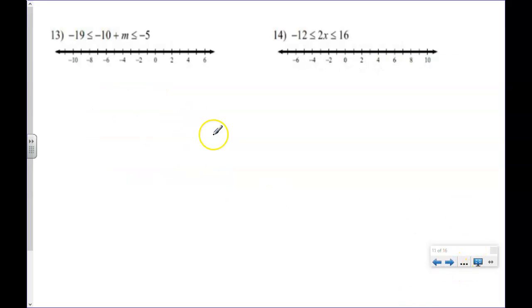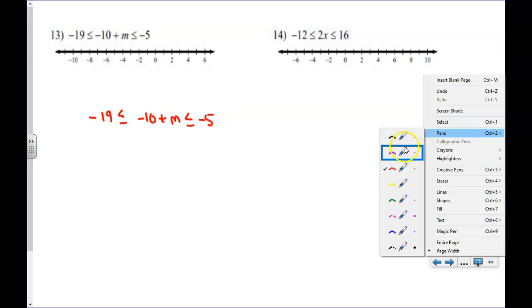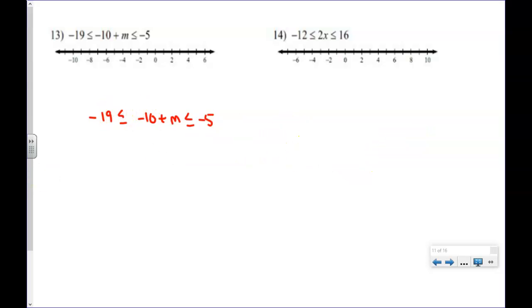Now when I look at ANDs, it's a little bit different. So I got negative 19 is less than negative 10 plus m, which is less than or equal to negative 5. In this case, we are going to be trying to get rid of everything that's not attached to the m. So I want to get rid of that minus 10. So in order to get rid of that minus 10, I'm going to have to add 10. Now I can't just add 10 to the middle. I have two other sides to add to now. So I'm going to have to add 10 to this side, add 10 to this side. So you guys end up with negative 9, which is less than or equal to m, which is less than or equal to 5.